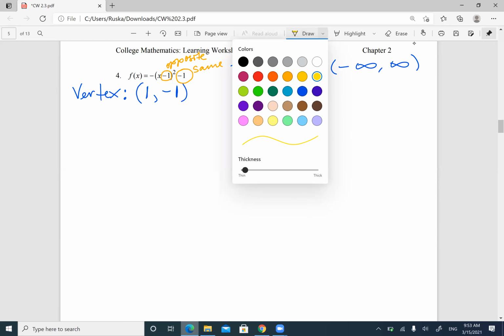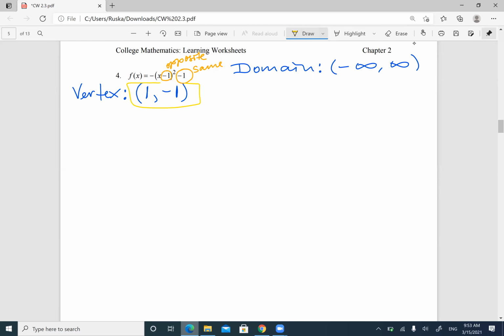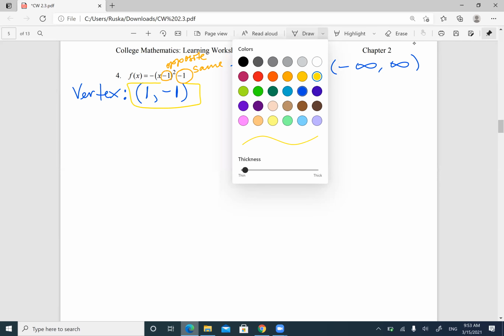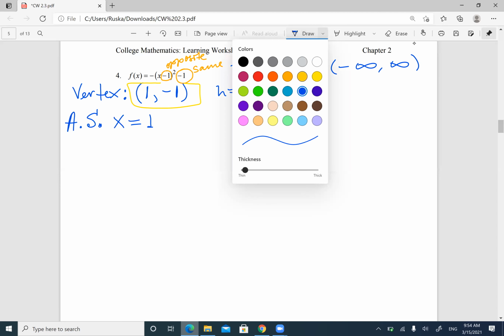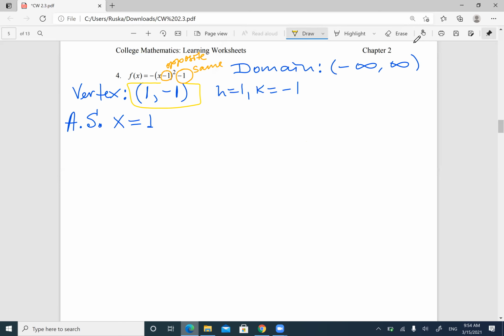So this is my vertex. I'm also going to write down what h and k are, because I'm going to need them later on. So h is 1 and k is -1. Okay? Now, after we find the vertex, we're going to find the axis of symmetry. X equals what? X equals h is the formula. So it's going to be x equals 1. That's your axis of symmetry.